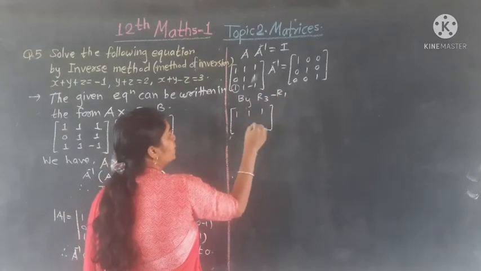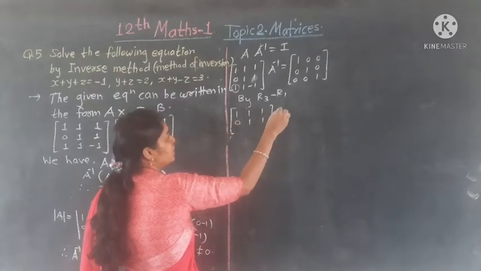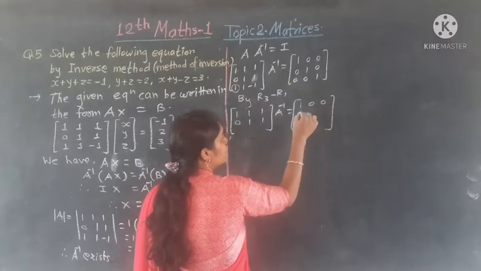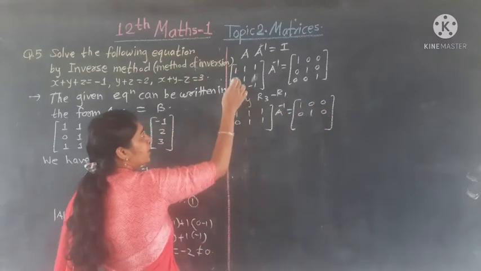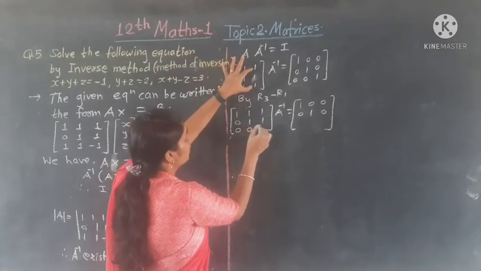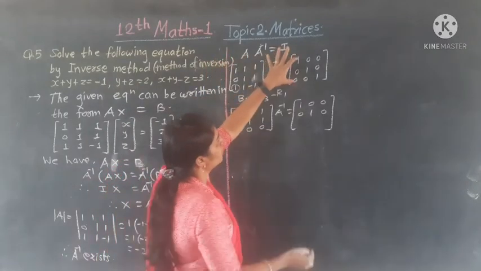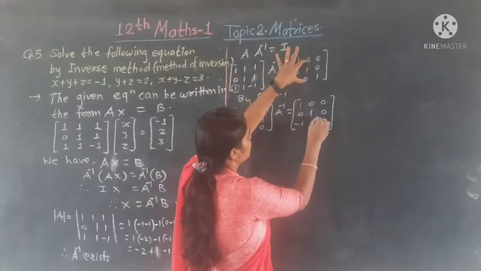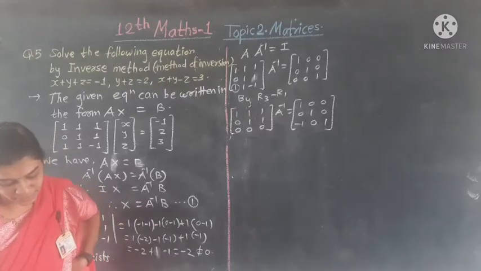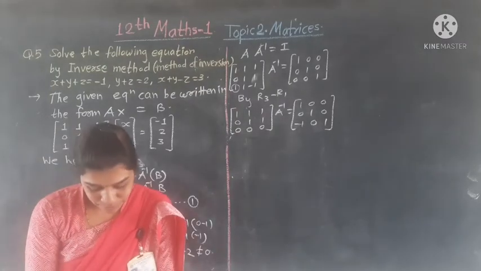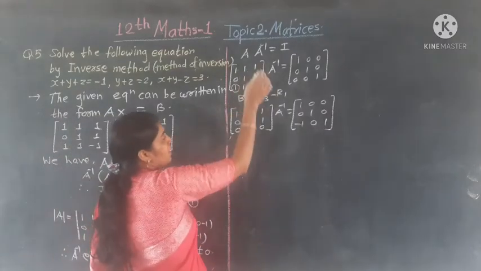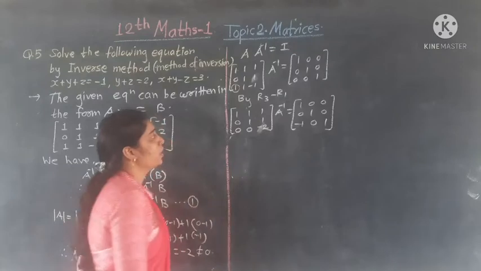1 1 1 as it is, 0 1 1 as it is, A inverse is equal to 1 0 0 as it is, 0 1 0 as it is. R3 minus R1: 1 minus 1 0, 1 minus 1 0, minus 1 minus 1 is minus 2, and 0 minus 0 is 0, and 1. Okay, first step this becomes as it is. Next, minus 1 minus 2, here is minus 2.